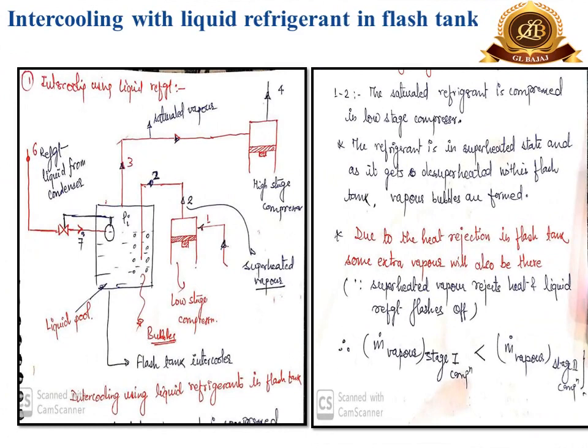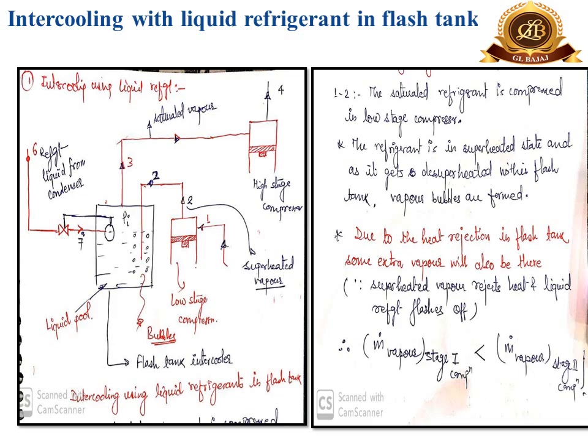In the present slide, we can see the combination of intercooling with liquid refrigerant in the flash tank. On the left hand side, there is the schematic diagram which represents a low stage compressor, a high stage compressor, a flash tank which is at an intermediate pressure PI, and a flash tank intercooler. The process is as follows.